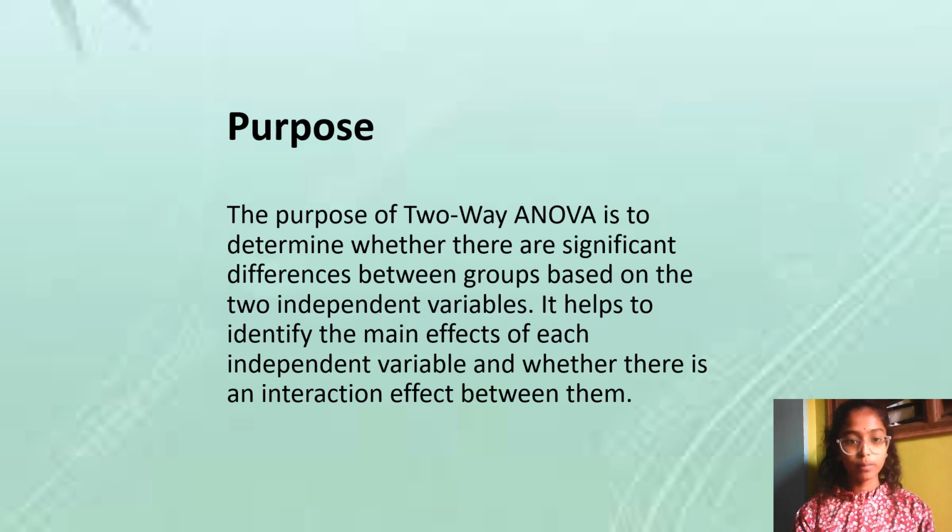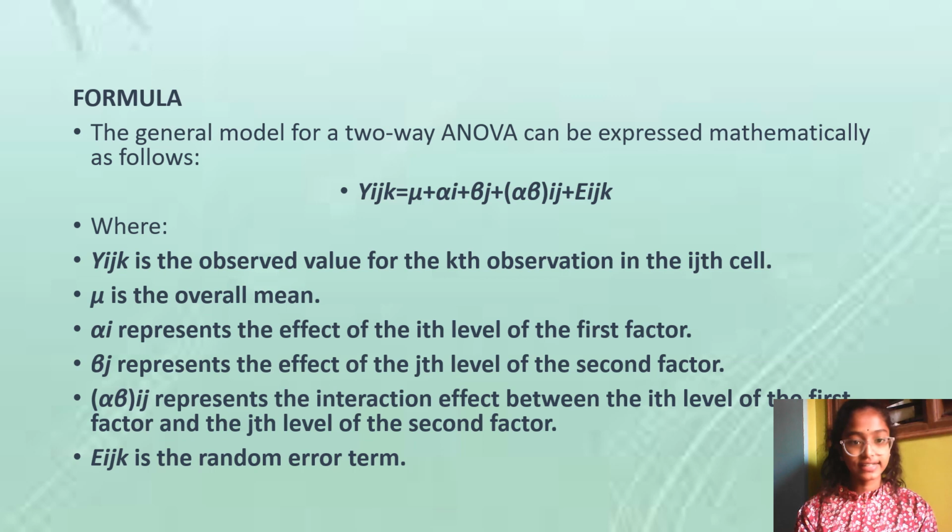Now let us see the purpose of two-way ANOVA. The purpose of two-way ANOVA is to determine whether there are significant differences between groups based on the two independent variables. It helps to identify the main effects of each independent variable and whether there is an interaction effect between them.